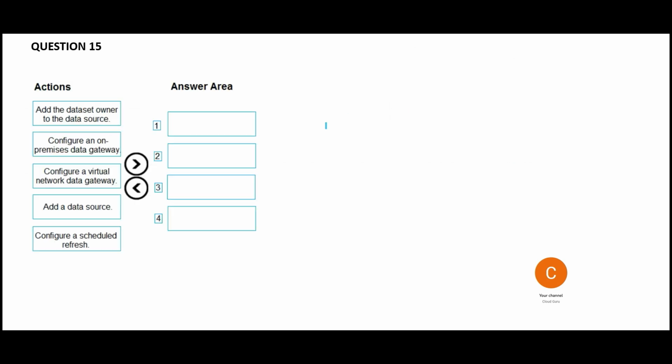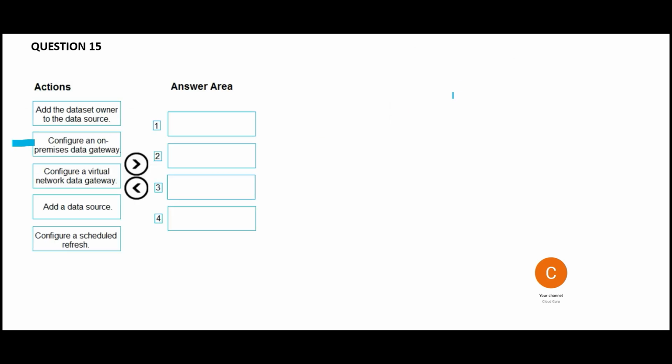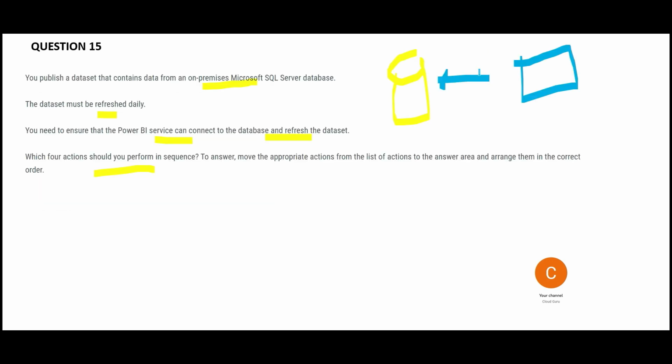So we have been given these actions on the left hand side. We have to choose which ones will be in the sequence 1, 2, 3, 4. The sequence is important. The first thing we should do is configure an on-premises data gateway. First, you have to establish a connection between the blue box and the yellow box. If you establish the connection, at least you would be able to talk. Once you have established a connection, in Power BI you will say, hey, this is my data source. In the blue box, you will say that this yellow box is my data source.